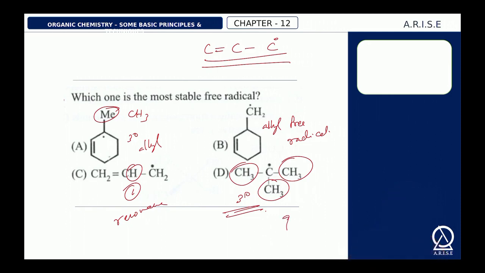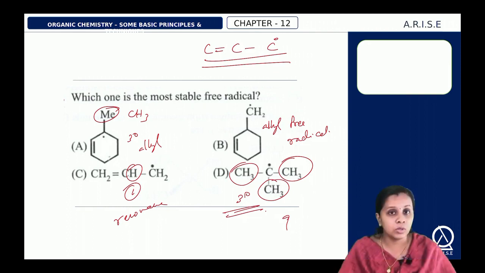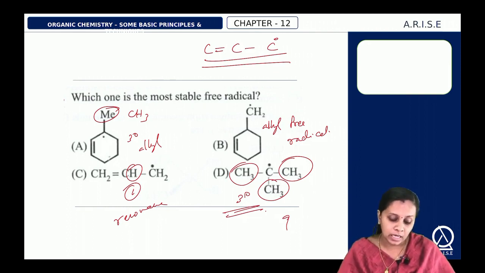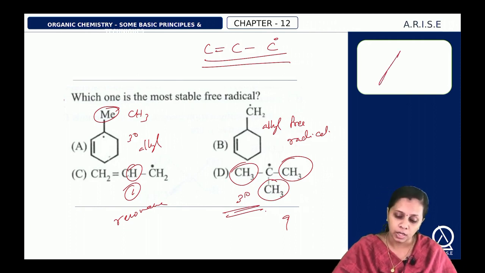So if there is hyperconjugation plus resonance, that will lead to more stabilization. So which is having greater stabilization? Option A will be having greater stabilization due to a greater number of hyperconjugative structures and greater resonance stabilization. So which is the option? Option A is the correct one. Okay, so it is option A.